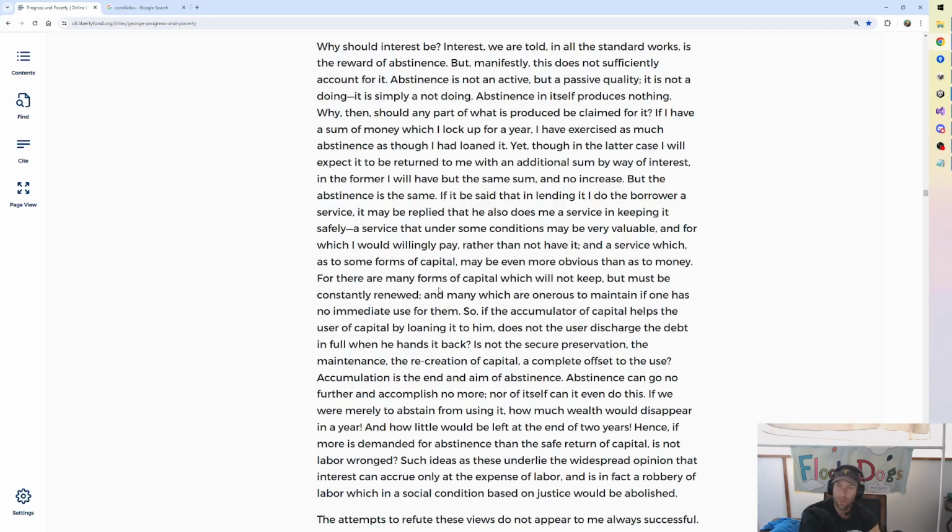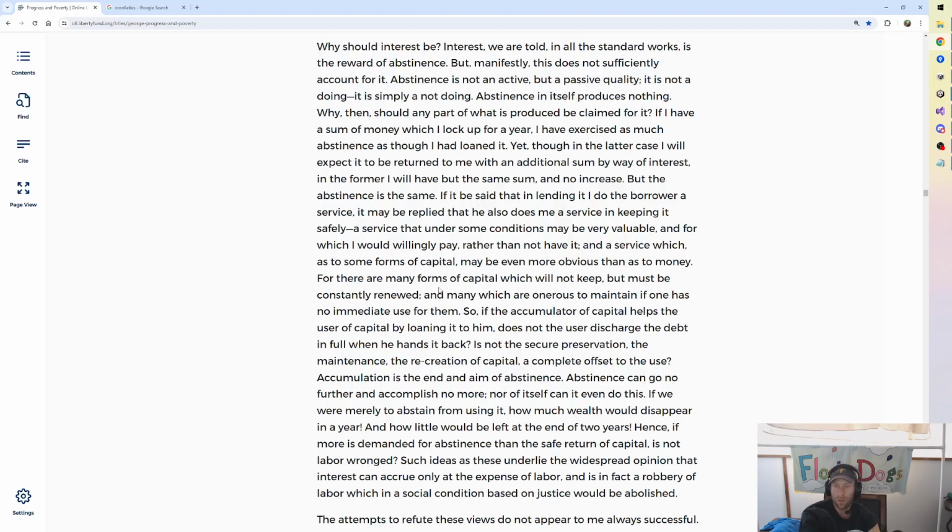it may be replied that he also does me a service in keeping it safely, a service that under some conditions may be very valuable, and for which I would willingly pay, rather than not have it, and a service which, as to some forms of capital, may be even more obvious than as to money. For there are many forms of capital which will not keep, but must be constantly renewed, and many which are onerous to maintain if one has no immediate use for them.